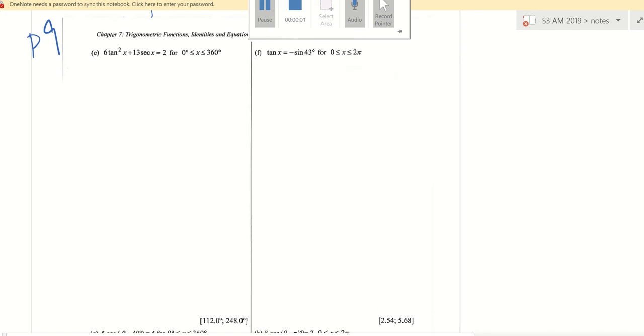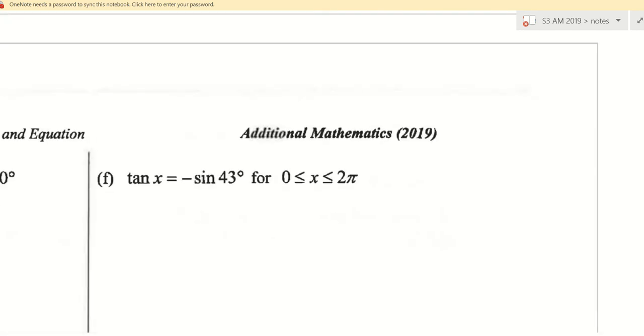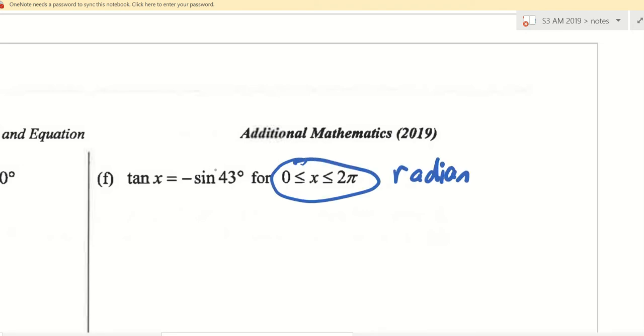Everyone write down, is this question in radian or degree? Radian. Okay, everyone write down, this is in radian mode. You write as well. Now, everyone circle this and write down, is this in radian or degree? Degree.